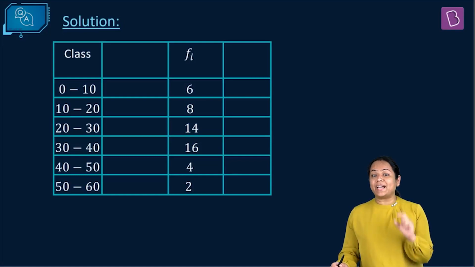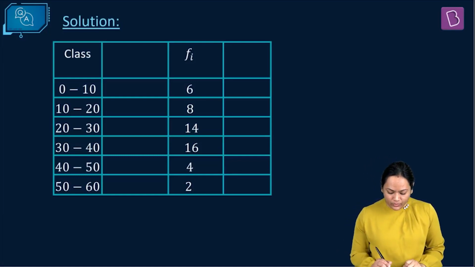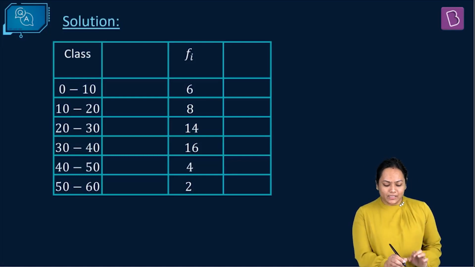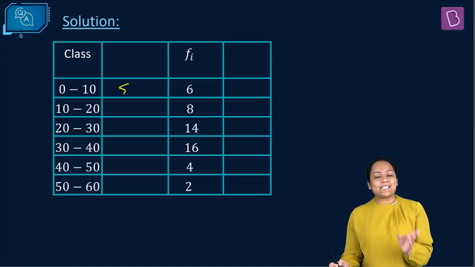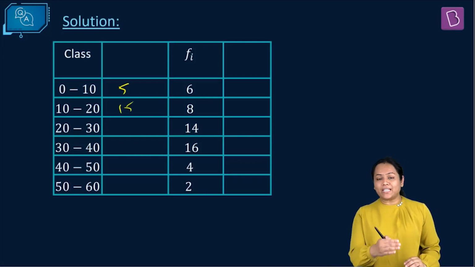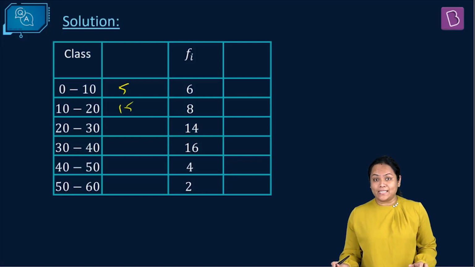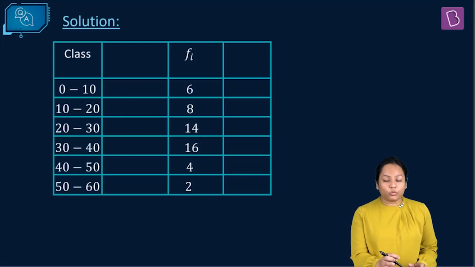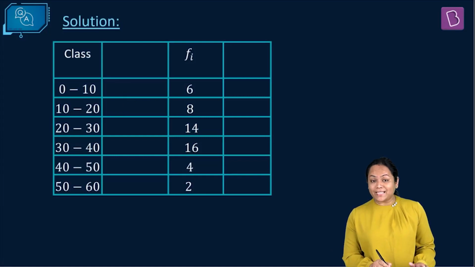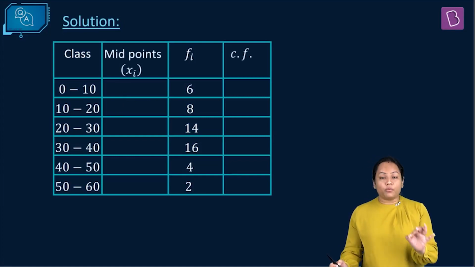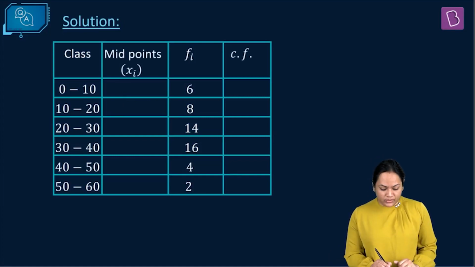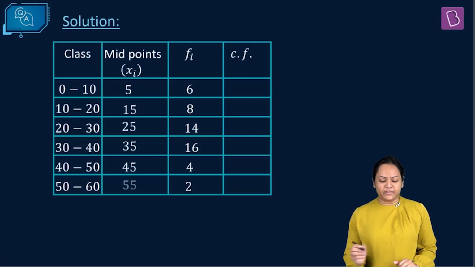So first I'll find the midpoint. I can say the midpoint for class 0 to 10, well, that will be 5. Similarly, midpoint for class 10 to 20, well, that will be 15 and so on. Correspondingly, I'll also get the cumulative frequency. Clear? You know what is cumulative frequency, right? We keep on adding the previous frequencies. So, let's start with the midpoint values. There are 5 for the first class, then 15, then 25, 35, 45 and 55.